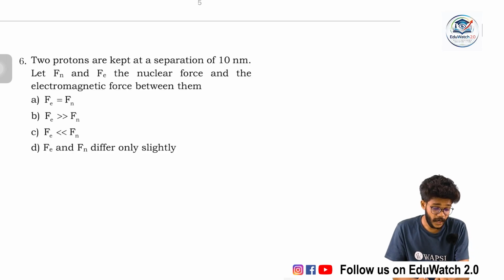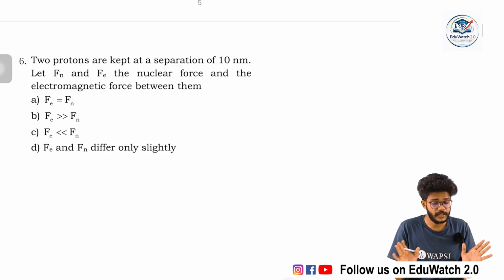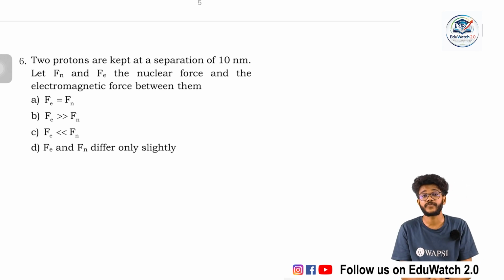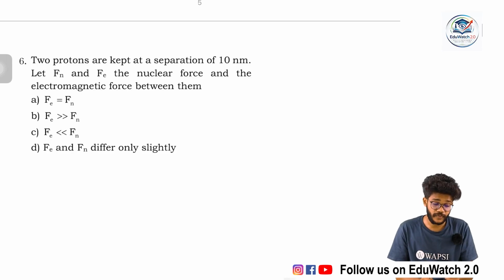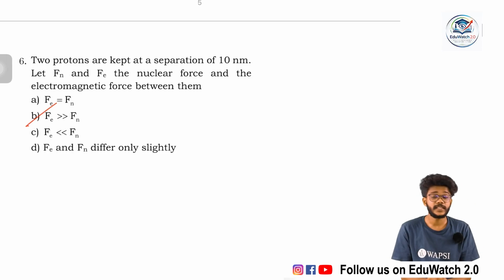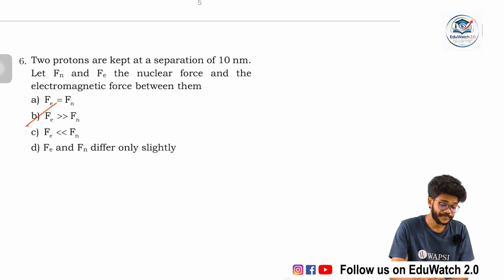And this range is good for what? The electromagnetic force. The electromagnetic force is 1 by 4 pi epsilon 0 q1 q2 by r square. That distance r is good for the electromagnetic force. So we can choose that the nuclear force is very much smaller than the electromagnetic force. So option B is the correct answer.